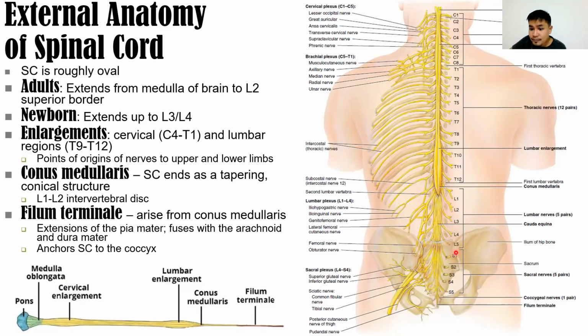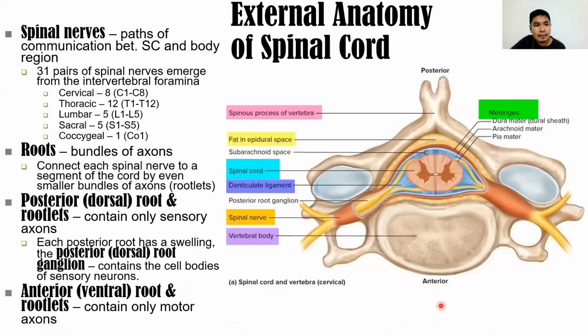This is your sacrum. This is your coccyx. This is your pelvic bone. So the filum terminale is the extension of the pia mater that fuses with the arachnoid and dura mater. Okay, spinal cord. You have here a big foramen, the foramen magnum, where your medulla oblongata extends as your spinal cord. And then you have your conus medullaris, the tapering of your spinal cord above the L2, or second lumbar. And then you have your filum terminale that fuses with your arachnoid and dura mater.